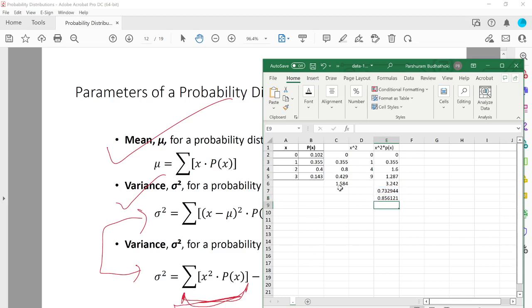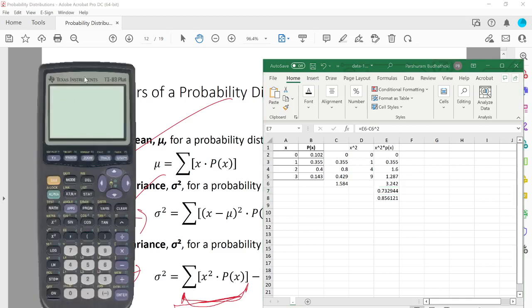So for this problem, 1.584 is my mean, 0.85612 is my standard deviation, and 0.732944 is my variance. So we can calculate these values manually like this. And there is another way I'm going to discuss here, using your TI-83/84 calculator as well.